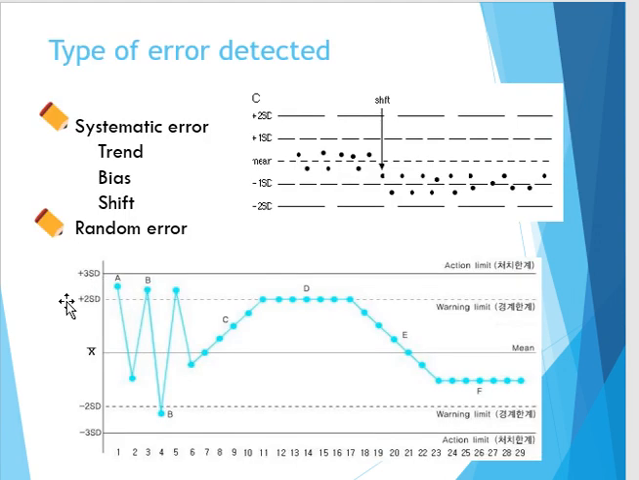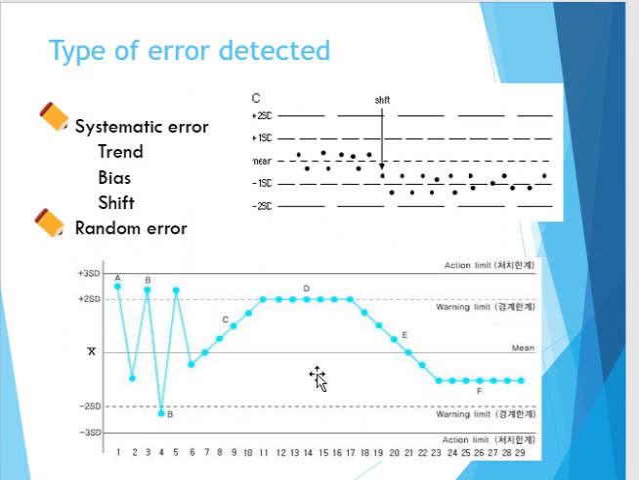However, there are patterns on the LJ chart that may show error or risk of error in the test. The systematic errors are trend, bias, and shift, whereas the LJ chart can also show random error. This is the trend pattern of the LJ. Section C and section D show the trend error. It is a gradual increase in the magnitude of the QC on the same side, either positive or negative, and may eventually go out of the limit.